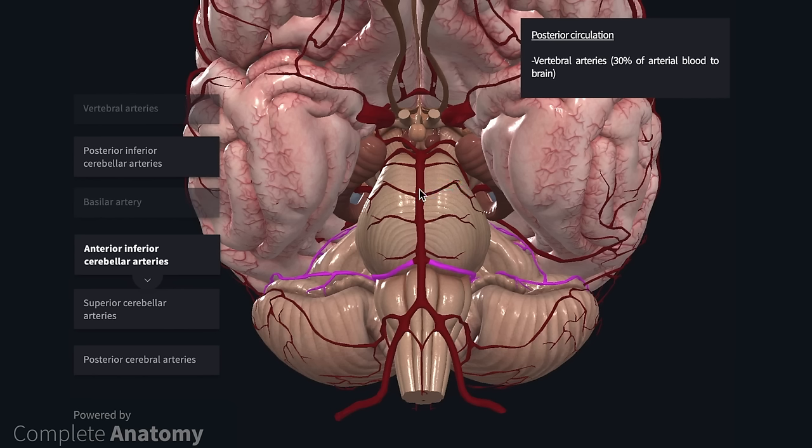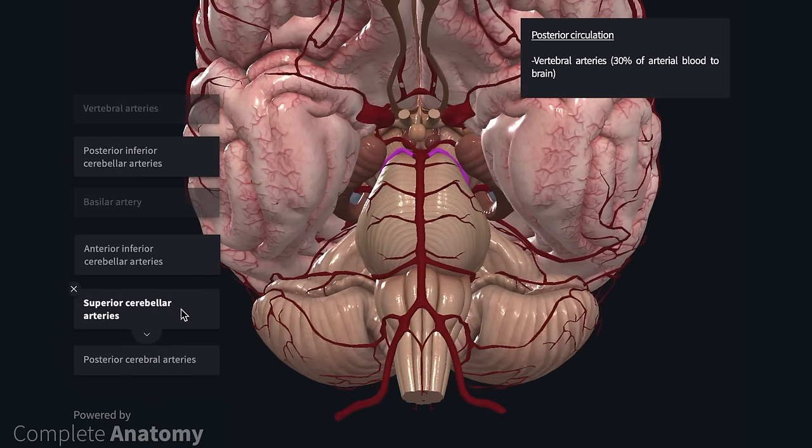The anterior inferior cerebellar arteries primarily supply the superior portion of the posterior lobe of the cerebellum. The multiple pontine arteries supply the pons. Two paired arteries arise at the terminus of the basilar artery, those being the superior cerebellar arteries and the posterior cerebral arteries.